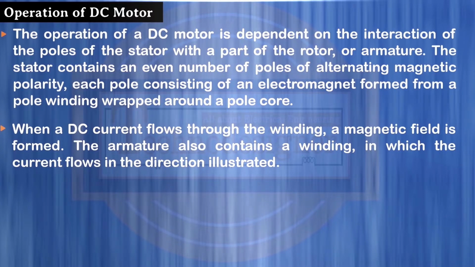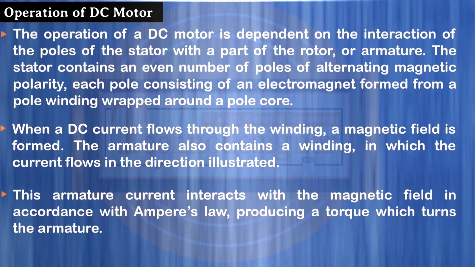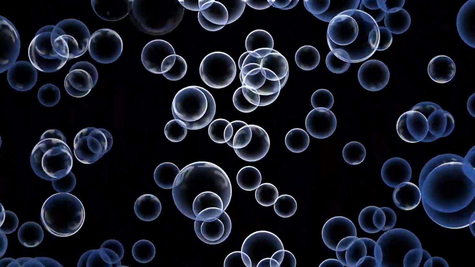When a DC current flows through the winding, a magnetic field is formed. The armature also contains a winding in which the current flows in the direction illustrated. This armature current interacts with the magnetic field in accordance with Ampere's law, producing a torque which turns the armature.